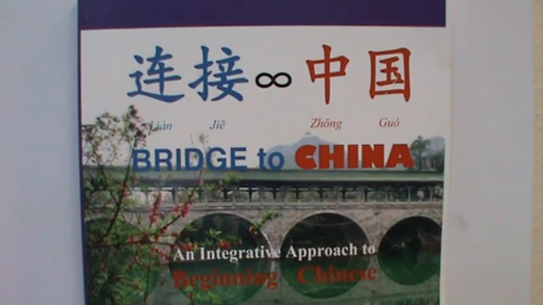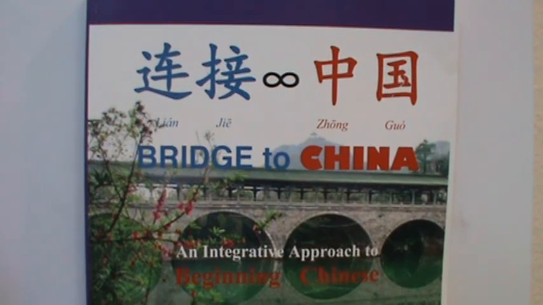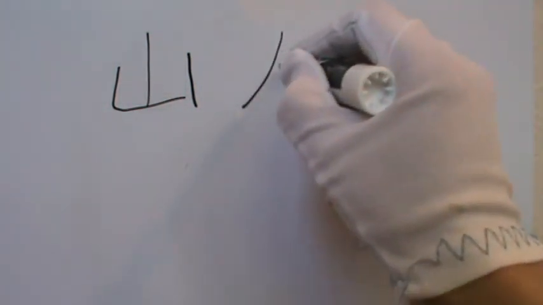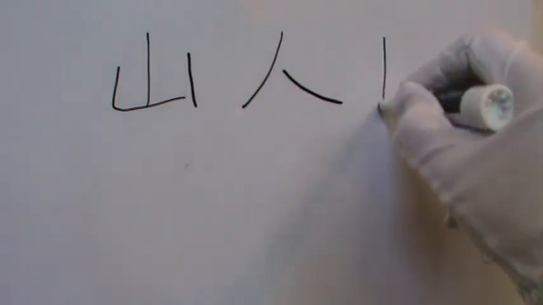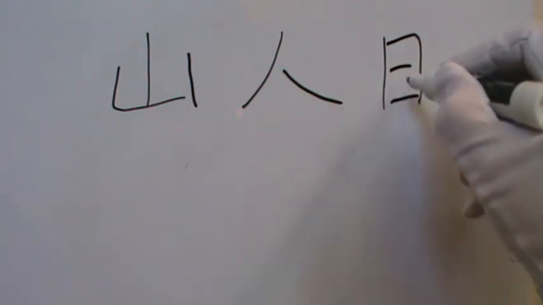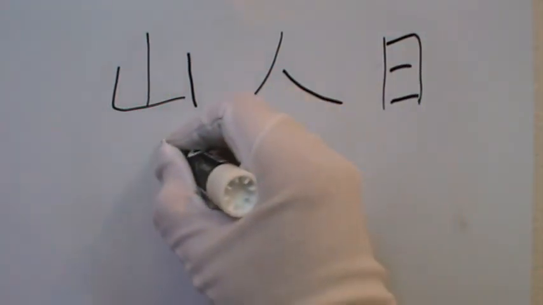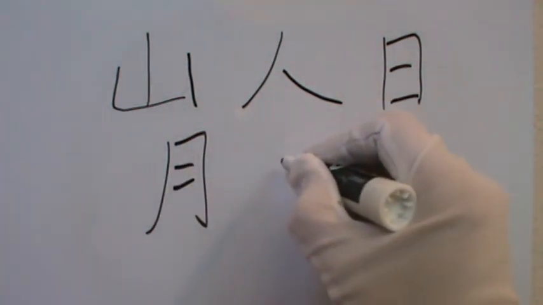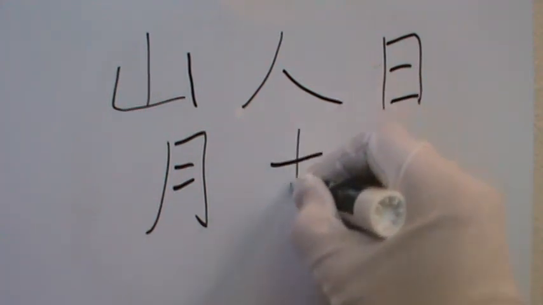Basically, Chinese characters can be divided into two categories. The single component characters, such as shan, mountain, ren, people, 日, the sun, 月, the moon, 木, tree.